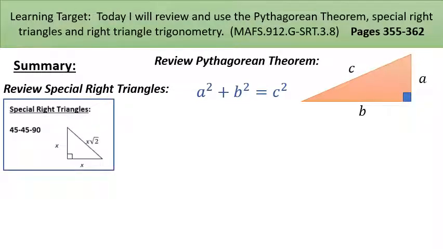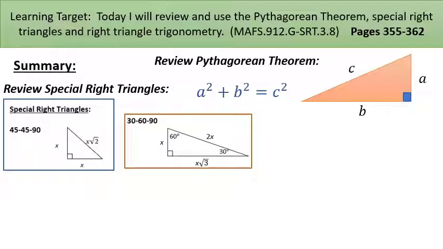Now, the next thing we talked about was special right triangles. 45, 45, 90 right triangles. If you know the side length x, you know the hypotenuse has to be x times the square root of 2. Second thing we talked about was our 30, 60, 90 right triangle. With a 30, 60, 90 right triangle, the legs are different sides. If you know that small leg, the one opposite the smallest angle, the 30-degree angle, that's your small leg. That's the key. Everything is based off of x. The hypotenuse is 2 times x, and the long leg is x square root of 3.